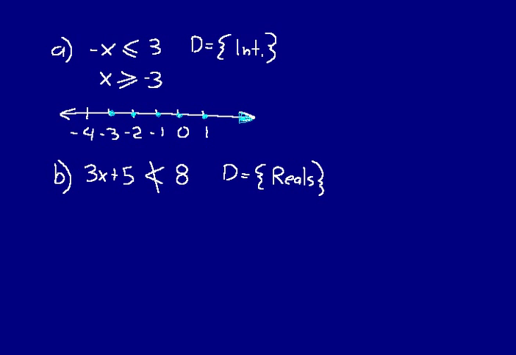Let's do one more. 3x plus 5 is not less than 8. So that means it's greater than or equal to 8. So let's just add a negative 5 to both sides to try to get the x by itself. So then we'll have 3x is greater than or equal to 3. And then we'll use our division rule, divide both sides by 3, and we'd have x greater than or equal to 1. Let's go ahead and graph this on a number line.